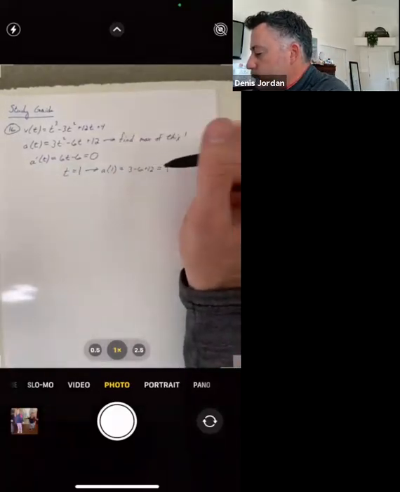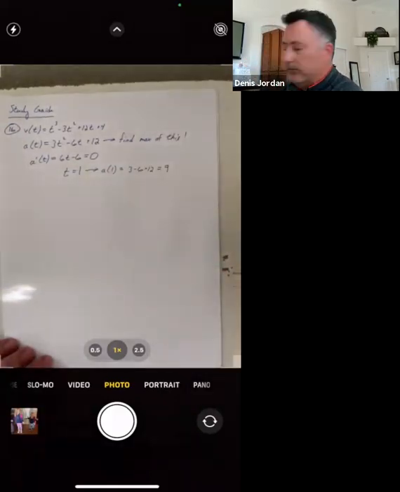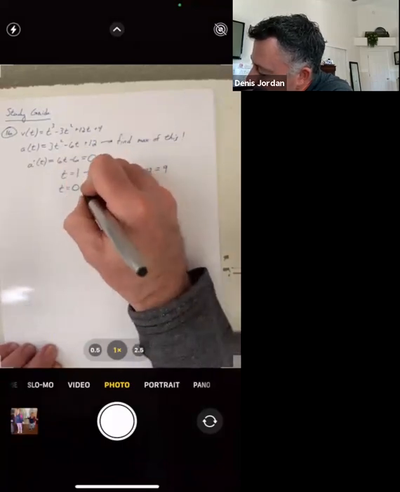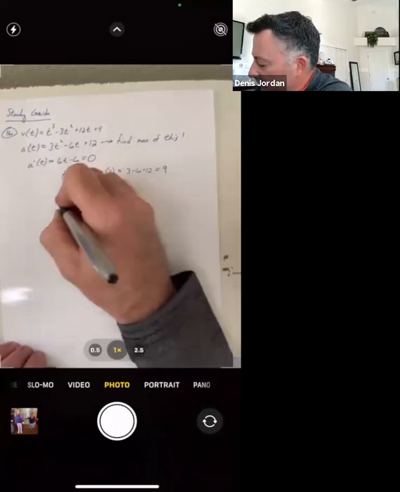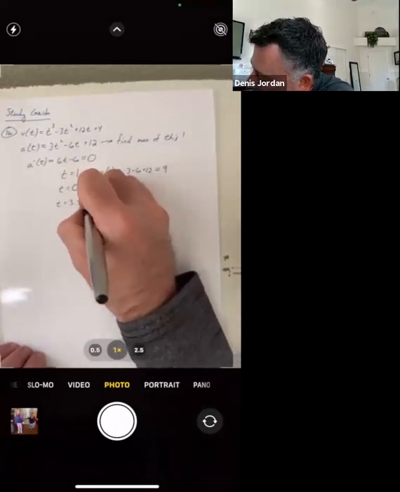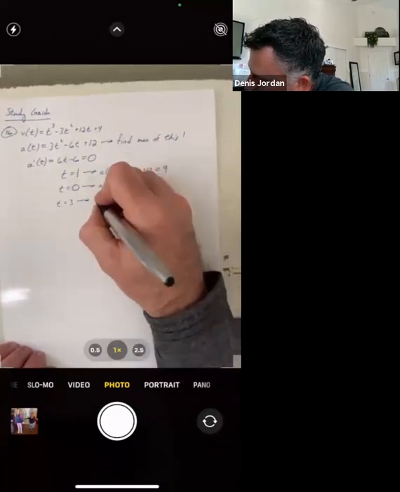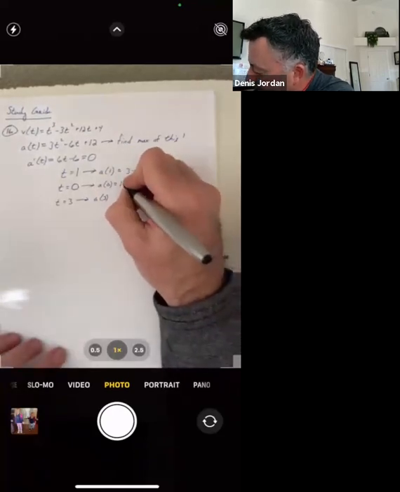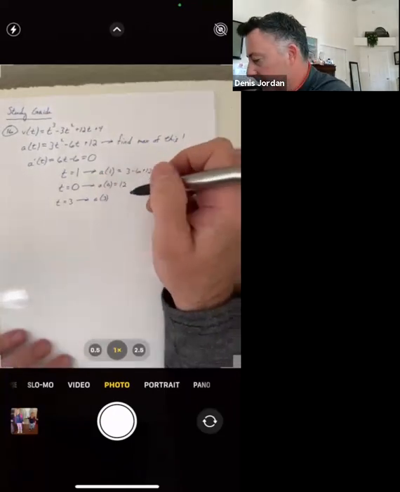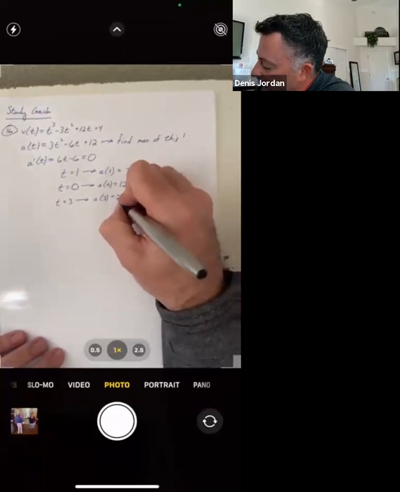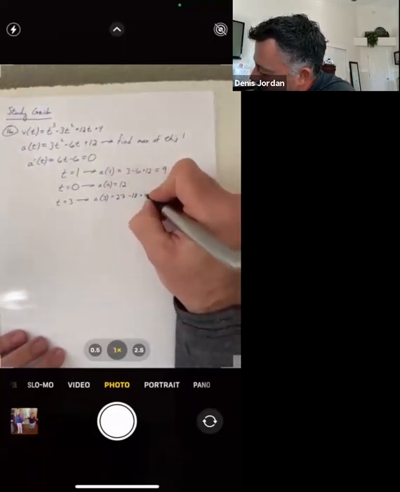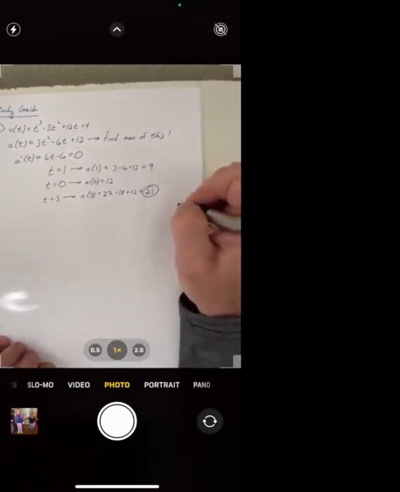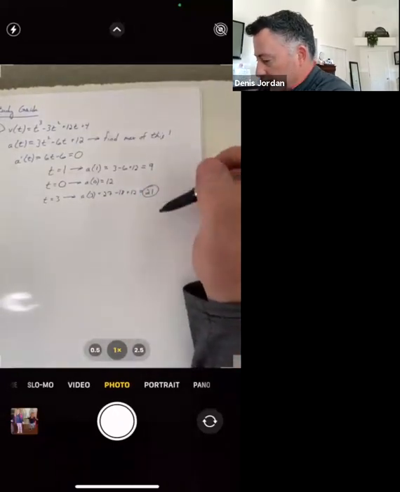Okay. Do you have to test anything else? Oh, the endpoints of that interval. So we got to test t equals 0 and t equals 3. When t is 0, acceleration is just 12. And when t is 3, we have 27 minus 18 plus 12, which is going to equal 21. So that's going to be the max acceleration on the interval from 0 to 3.